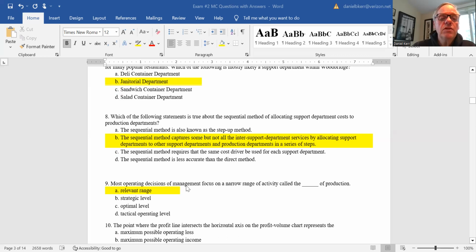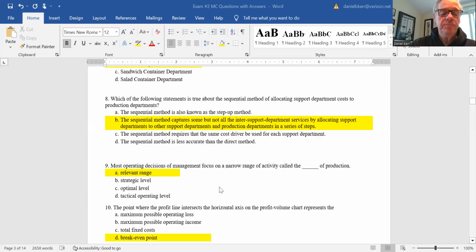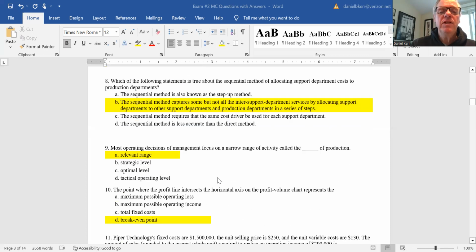9. Those first 8 questions, by the way, remember these go in sequence, and I took 4 from each chapter. So those first 8 were from the previous chapters. The next 8 have to do with chapter 5, which is all cost-volume-profit analysis. Most operating decisions of management focus on a narrow range of activity, and that narrow range of activity is called the relevant range. That's the range within which the fixed costs are truly fixed and the variable costs are truly variable. So the answer is A.